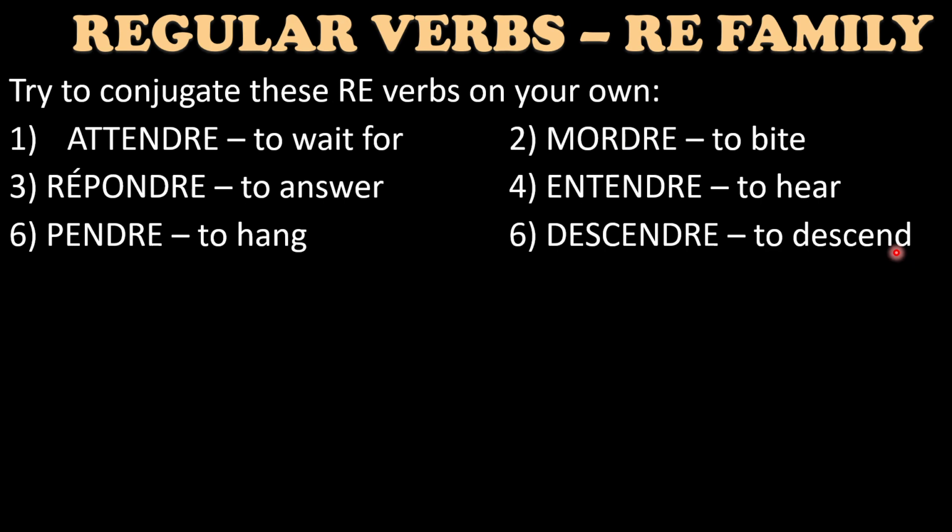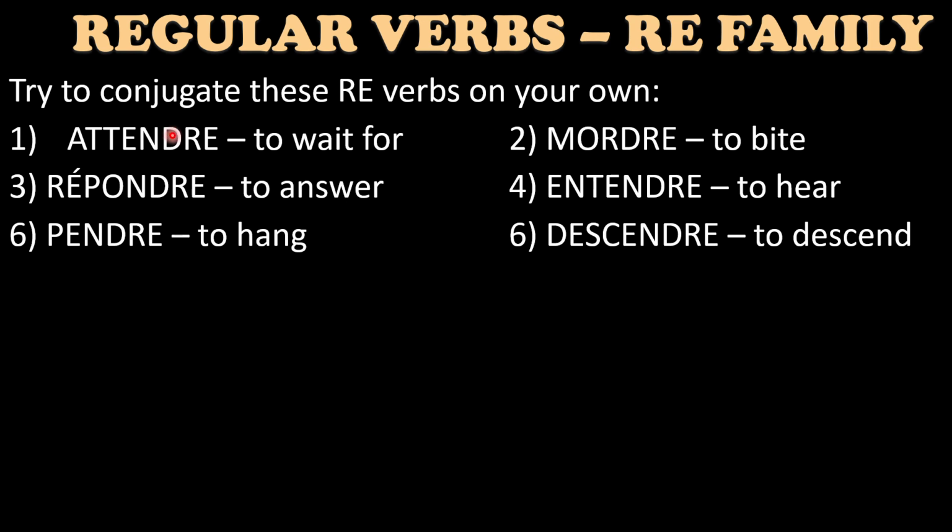There are very few verbs which belong to this family. Some of them are pretty important, like répondre, attendre. So let's just go through these. Some important RE verbs. Attendre is to wait for someone. So that 'for' is included in attendre. That means you will never say attendre pour quelqu'un. That pour, which is 'for', is already encompassed in attendre.